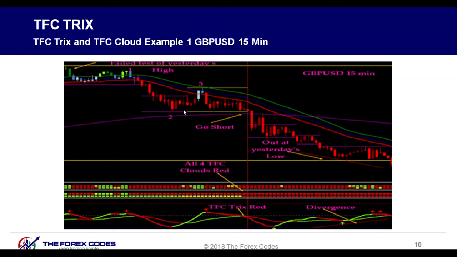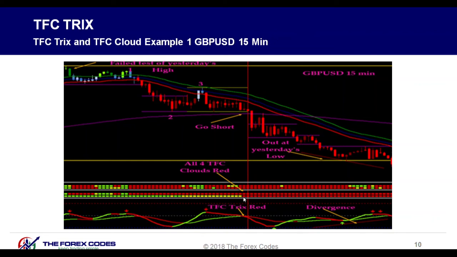At point 2, the support for 4 hours here. See the support? So you get a 1, 2, 3 down. But I'm not going short here because firstly, the fast Trix is green, so I'm not going to go short. And the slow Trix is also green, and it stays green right up to that point. So I'm not taking the short yet because the Trix is against me. It's green.